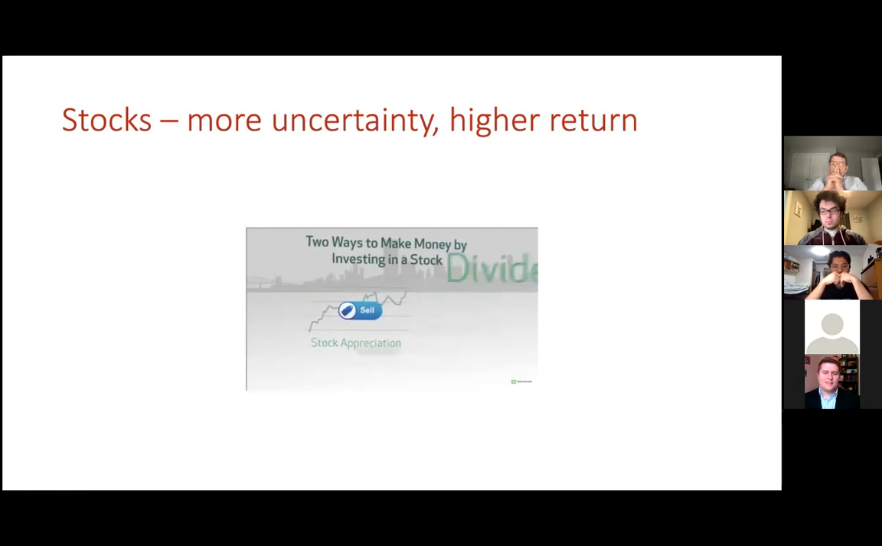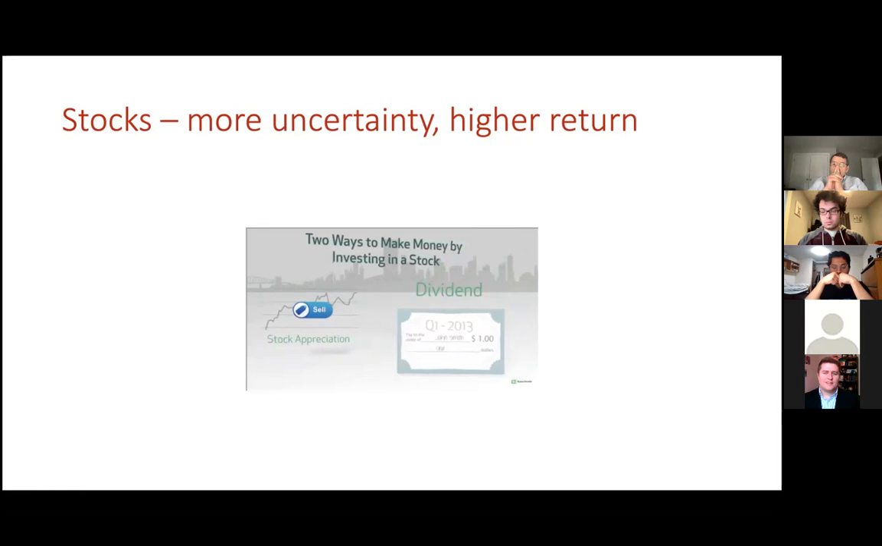The second way is through a dividend. This is a periodic payment issued by some stocks. A dividend is a way for a company to give a portion of its earnings to shareholders.